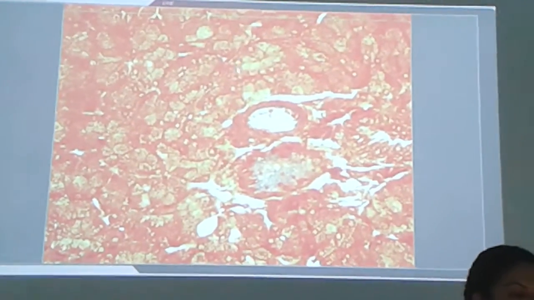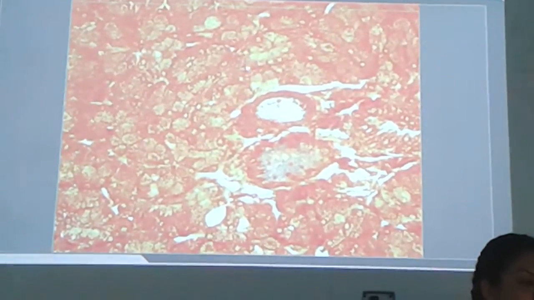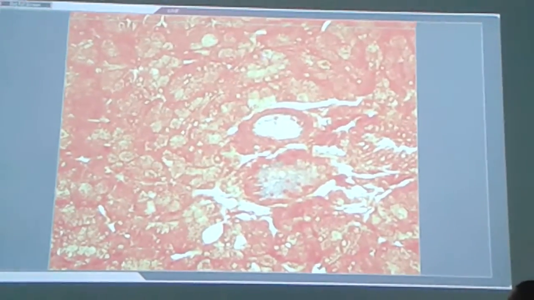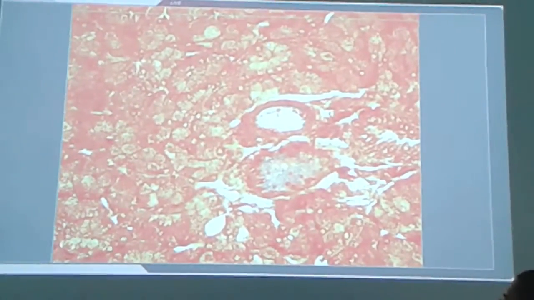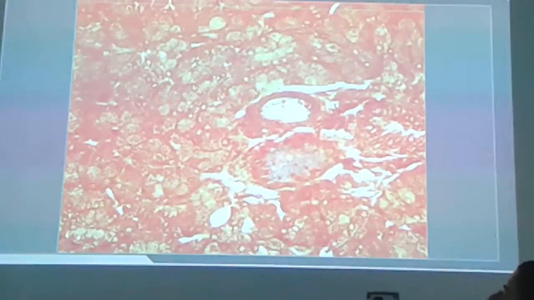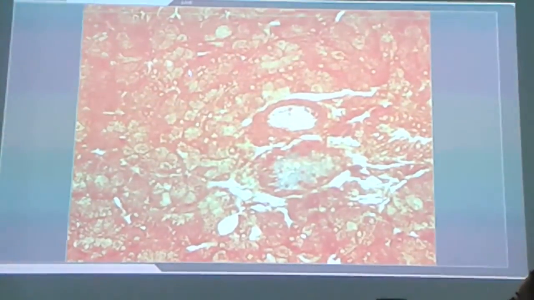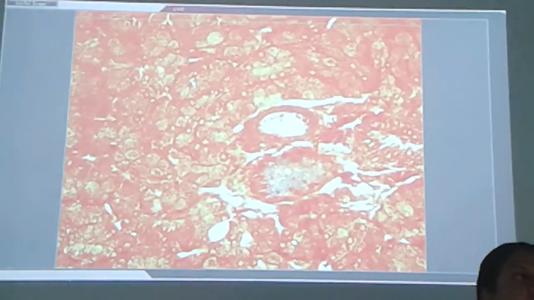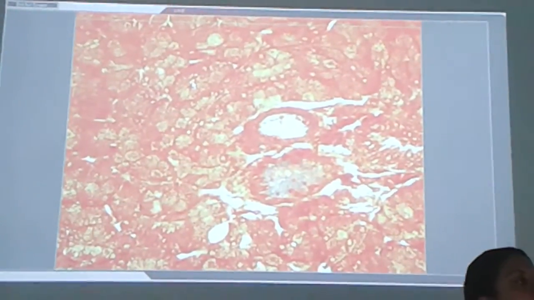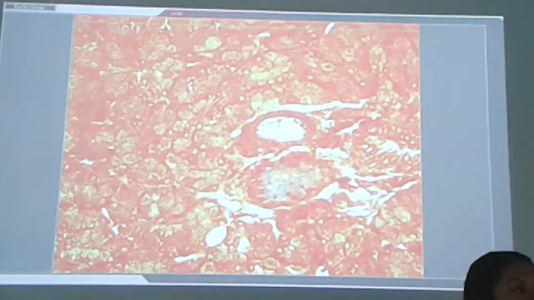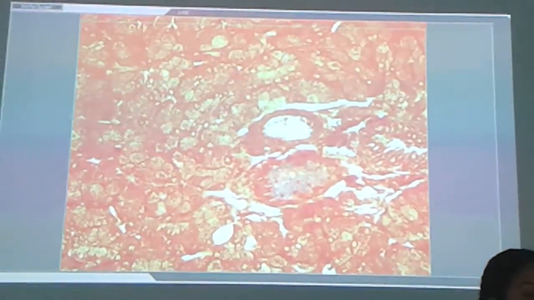I'm in the exocrine part of the pancreas. This is a pancreatic acinus. This is a pancreatic acinus. Another pancreatic acinus. Another pancreatic acinus. In the center of this pancreatic acinus, what do we have?